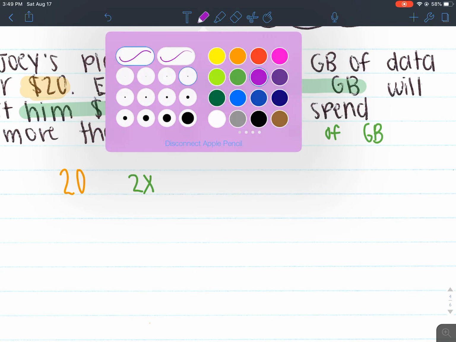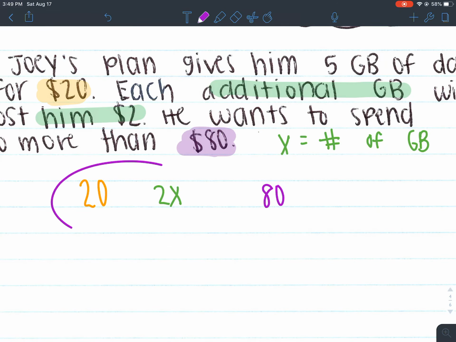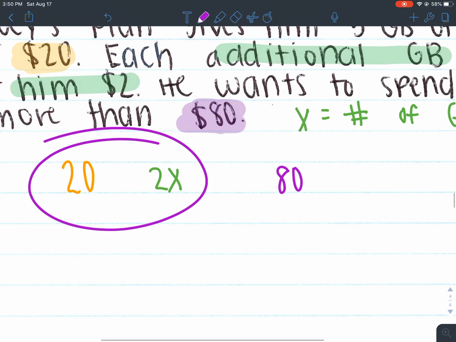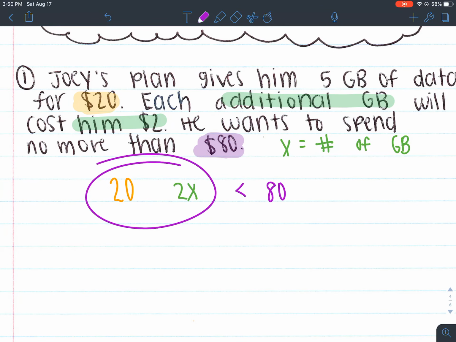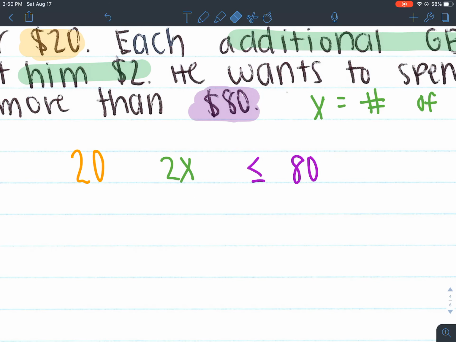And then he wants to spend no more than $80 or $800? $80. Yeah, $800 would be ridiculous, right? $80. So no more than $80. So I know that 80 is going to be over here. Now it says no more than. So do I want to spend more than 80 or less than 80? I want to spend less than 80. So I need everything that I spend to be less than $80. So that would be the less than sign. But it says no more than. So could I spend $80? I could. So it could be less than or equal to.